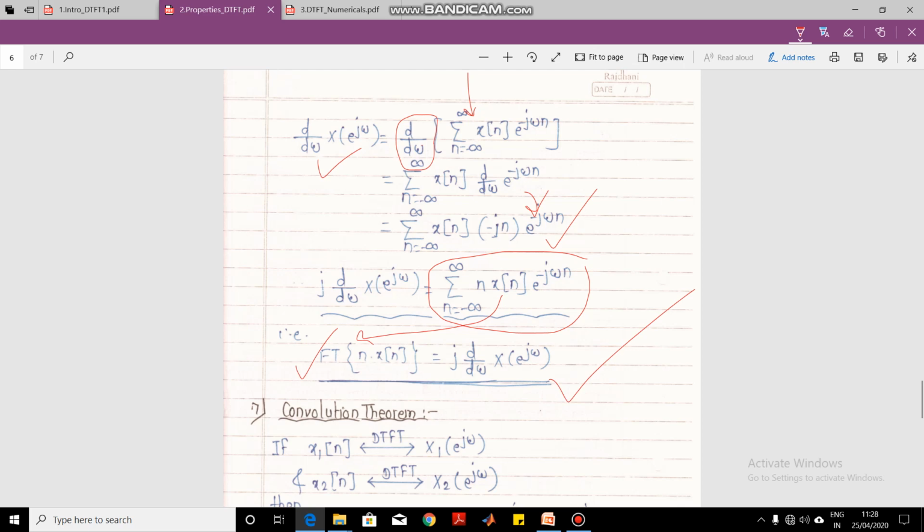That is, differentiation of the DTFT in the frequency domain leads to multiplication of the time domain signal by a factor of n.